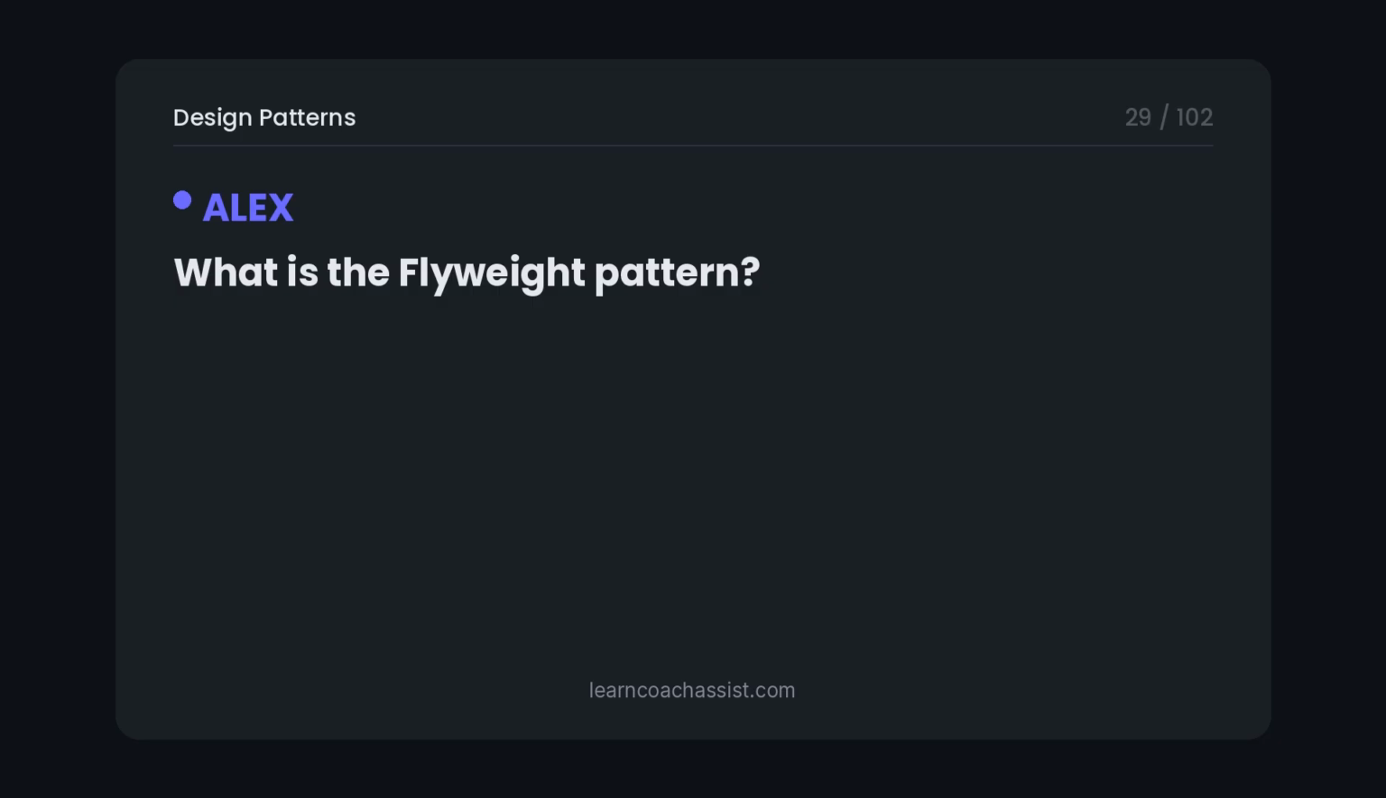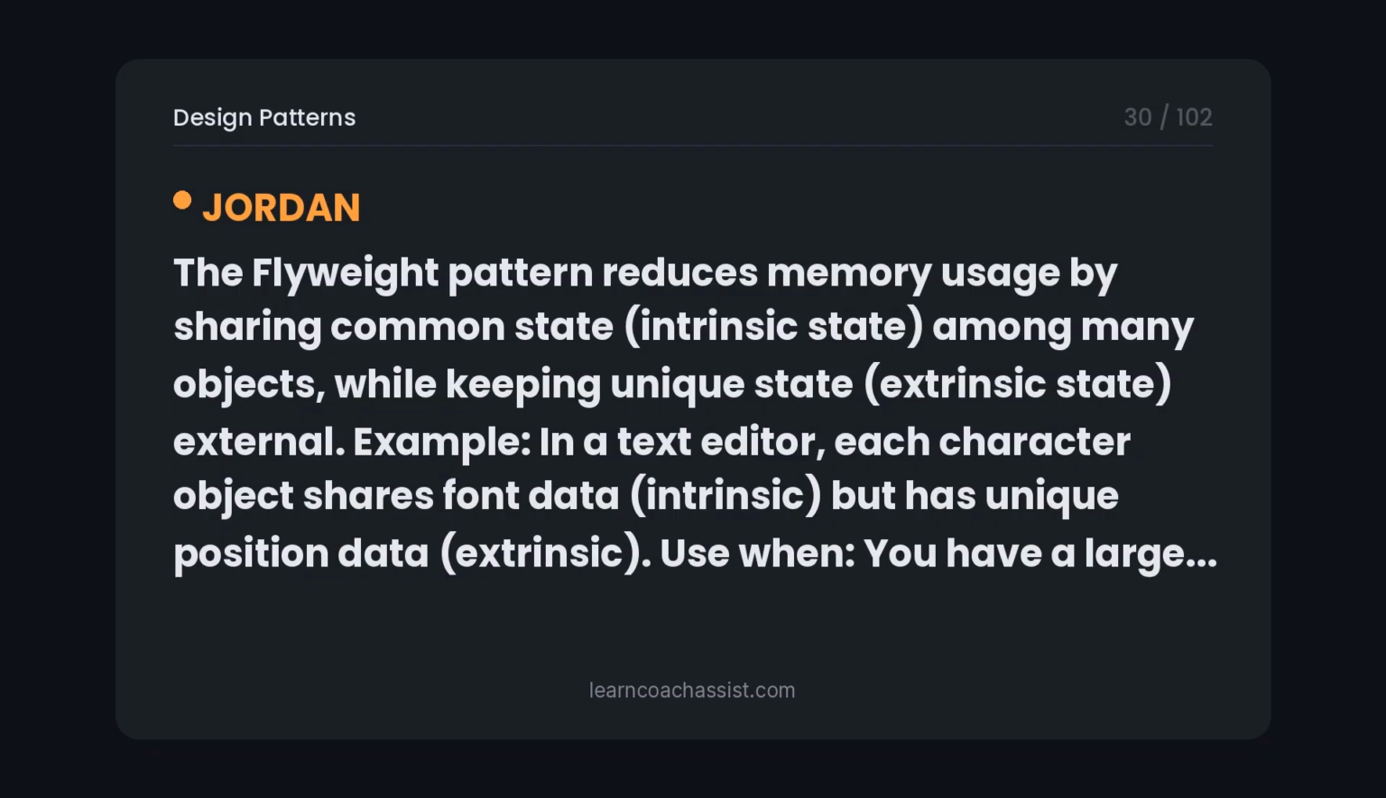What is the flyweight pattern? The flyweight pattern reduces memory usage by sharing common state, intrinsic state, among many objects, while keeping unique state, extrinsic state, external. Example: in a text editor, each character object shares font data, intrinsic, but has unique position data, extrinsic. Use when you have a large number of similar objects. Most object state can be made extrinsic.